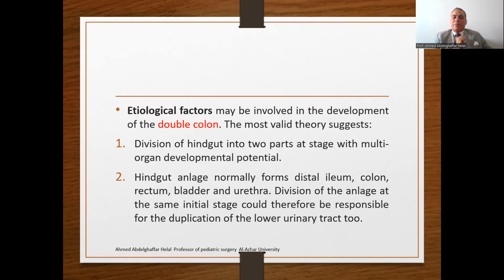Regarding etiological factors for the development of the double colon, the most valid theory suggests that there is a division of the hindgut into two parts at a stage with multi-organ developmental potential. The hindgut and allantois normally form the distal ileum, colon, rectum, bladder, and urethra. Division at the same initial stage could therefore be responsible for duplication of the lower urinary tract. So they suggest that the correlation between duplicated colon and anomalies of the urinary tract may arise from abnormal division of the hindgut and allantois, leading to abnormalities in the genitourinary tract.